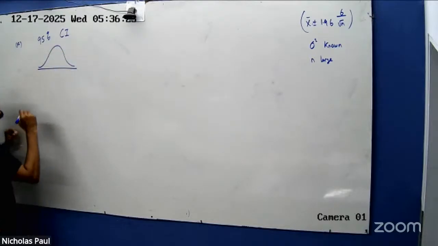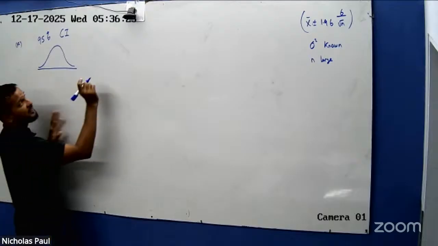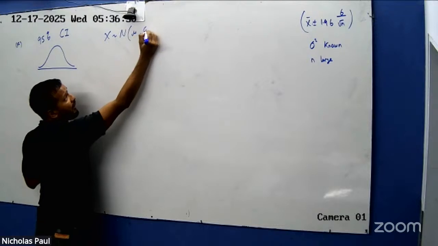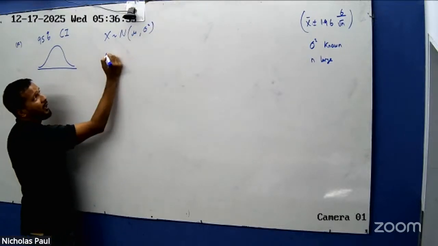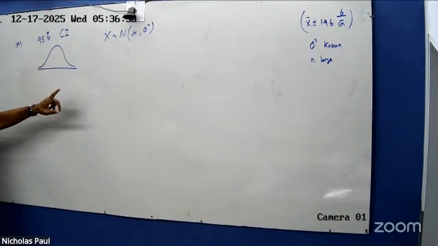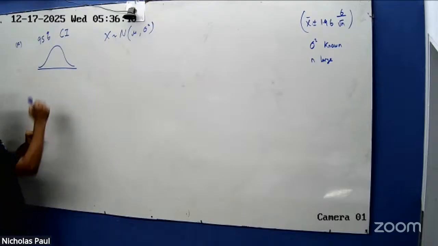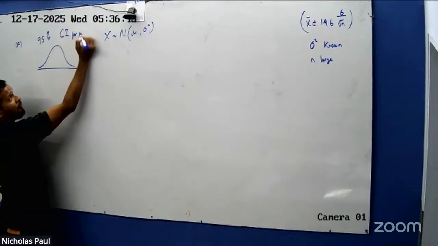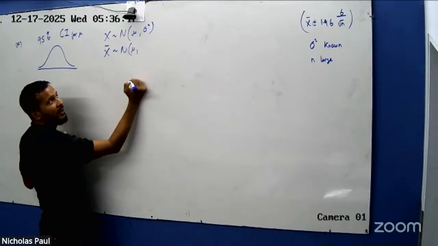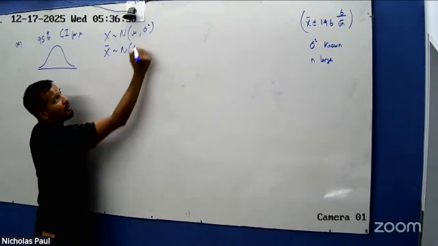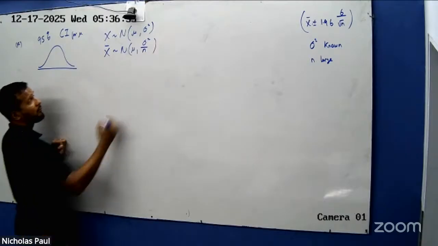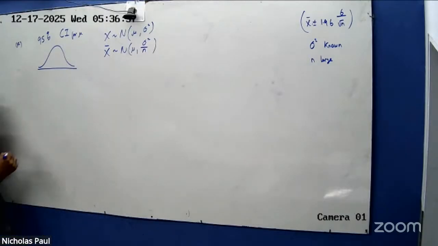For this distribution, actually, let's describe a distribution. X comes from a normal with mean mu, variance sigma squared. But what distribution are we actually using to develop this, X or X bar? X bar, right? Because it's a confidence interval for mu. So we need X bar. X bar follows a normal, mean mu, and variance sigma squared on n. That's okay?